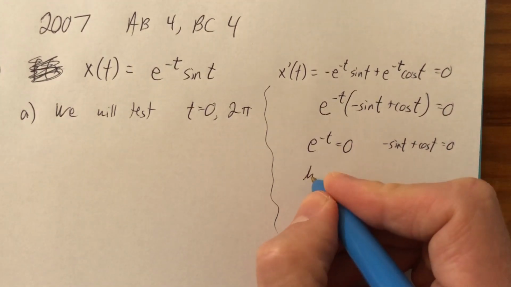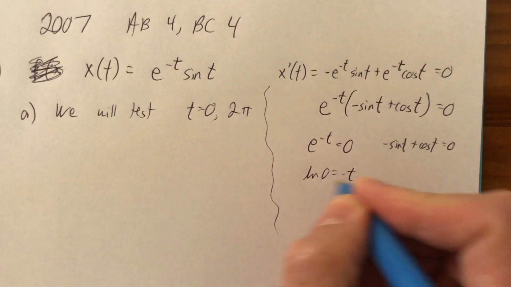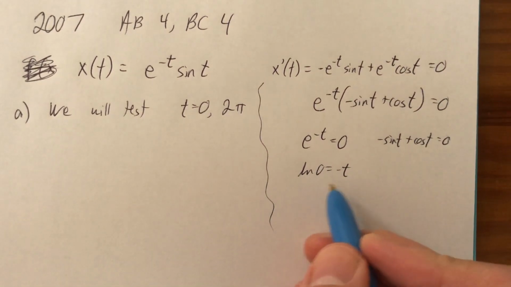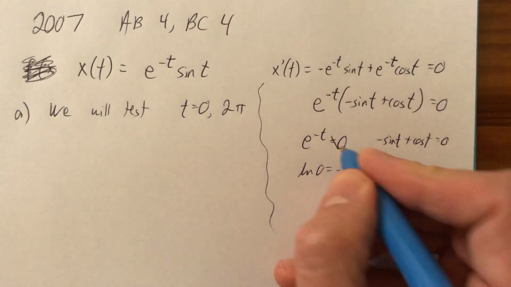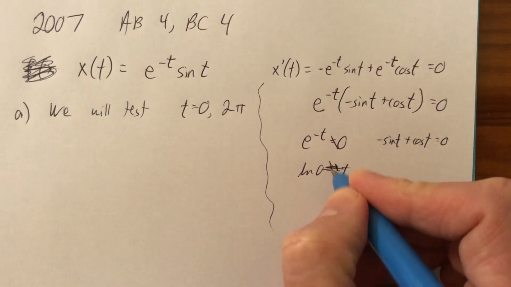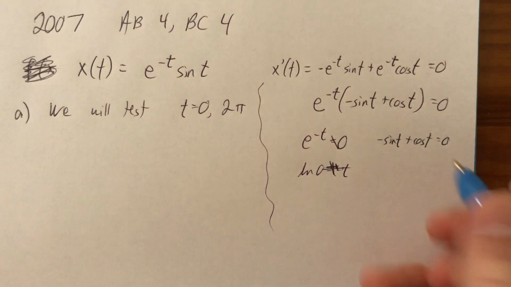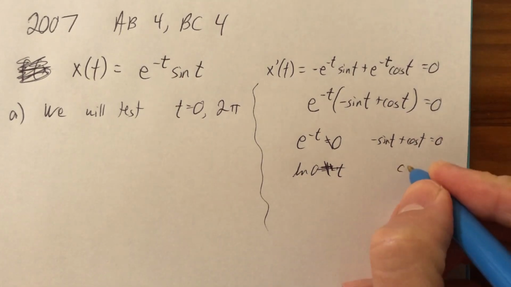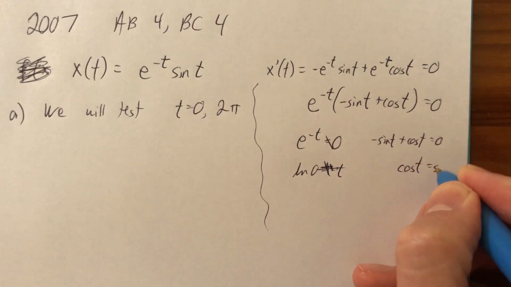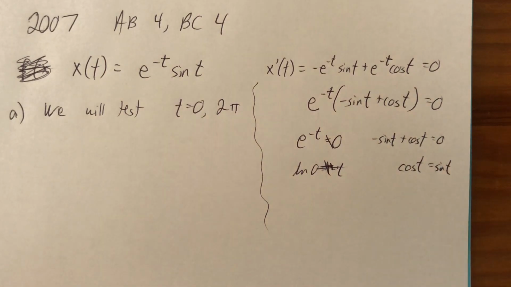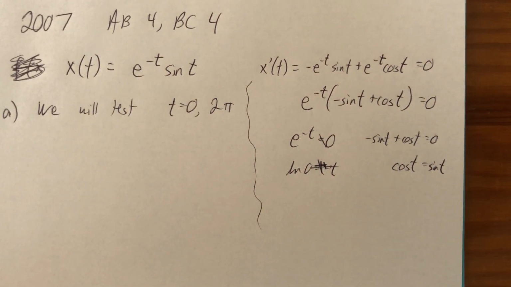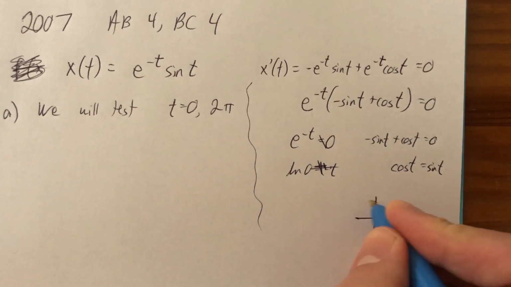So if you were to solve it, you'd say the natural log of 0 equals negative t. And yeah, good luck with that, because that's no, just no. So that's not true. You'll get nothing from that. But on this side, you can set those equal to each other. So cosine of t is equal to sine of t. And I need to know where cosine equals sine. Well, cosine equals sine on the unit circle.